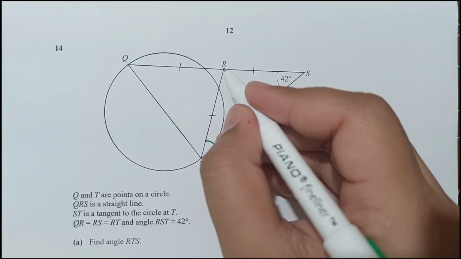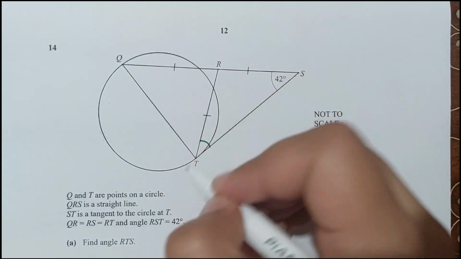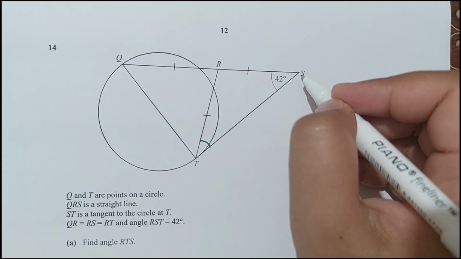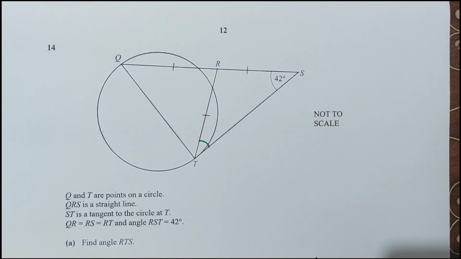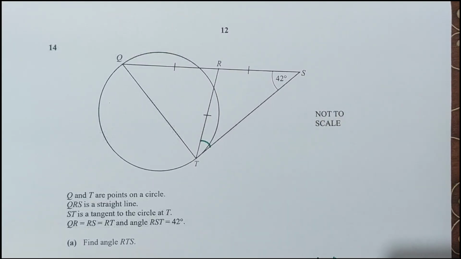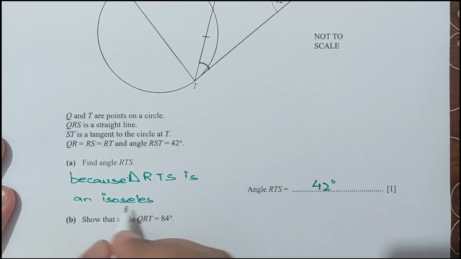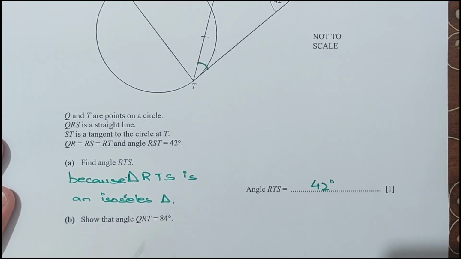If we consider this triangle RTS, RT equals RS. It means this angle and this angle are the same, 42 degrees, because triangle RTS is an isosceles triangle.